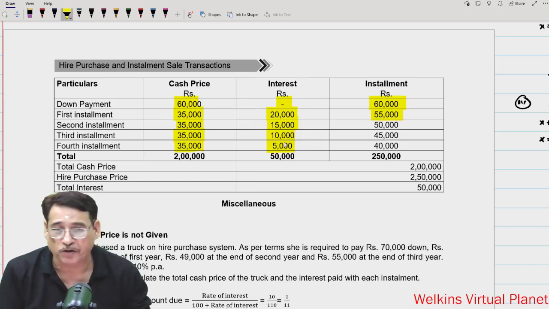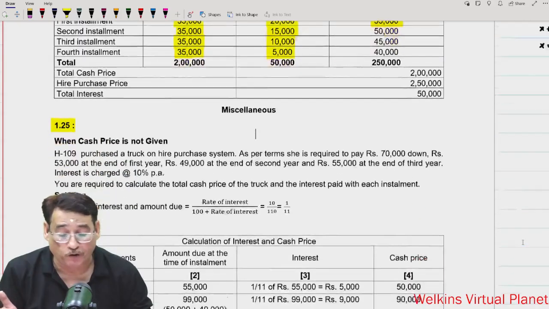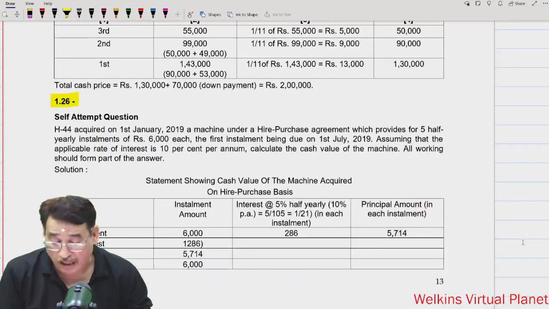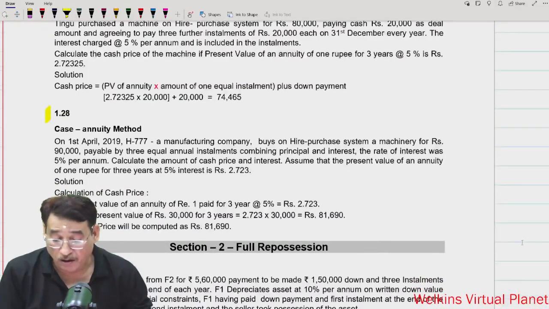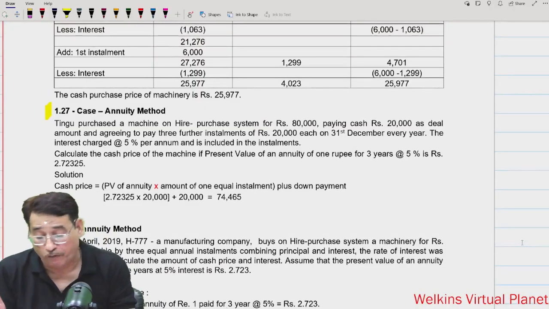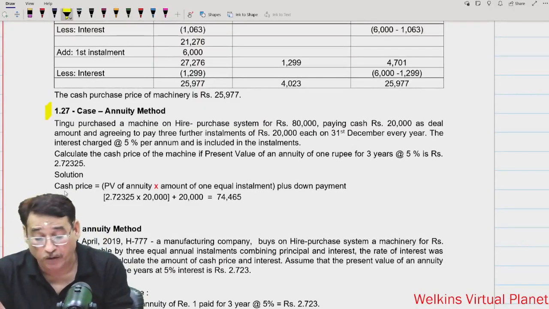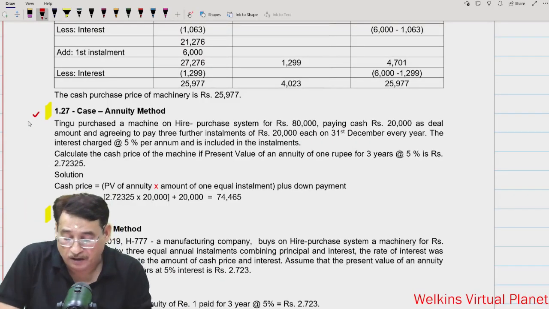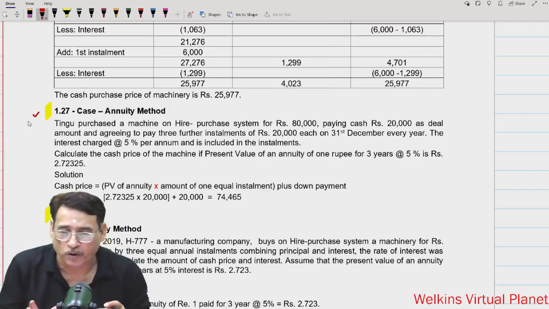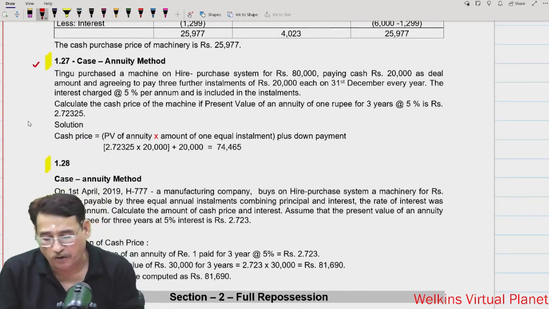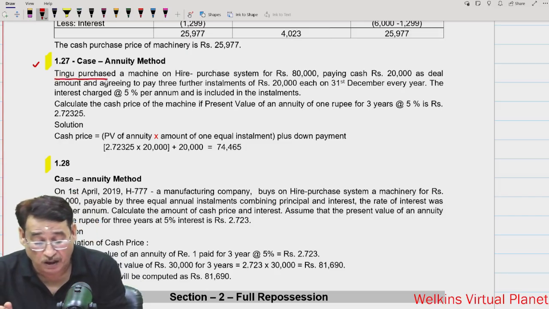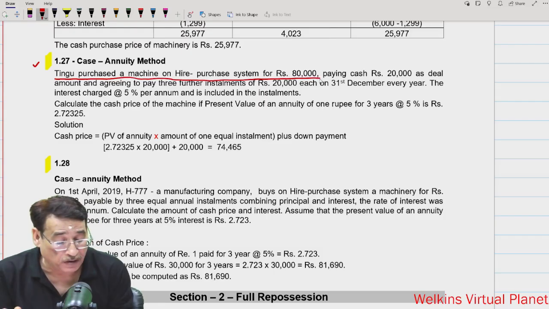This is a very important question, because a concept-based question of 4-5 marks could be asked from this topic. 1.25, 1.26, and you should be in a position to do. Now we take up 1.27 and 1.28. So I will take 1.27. Yet another method, the annuity method, is hardly used in the long question, correct? But a concept-based question could be asked. It is not very tough, but you will learn about it in your financial management, correct? Tingu purchased a machine on hire purchase system for rupees 80,000.